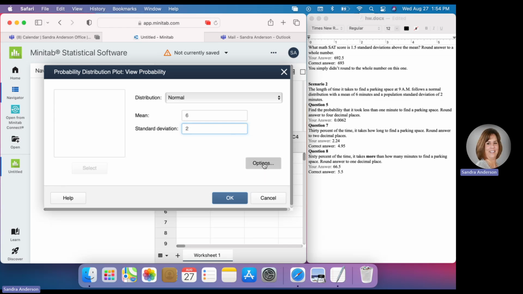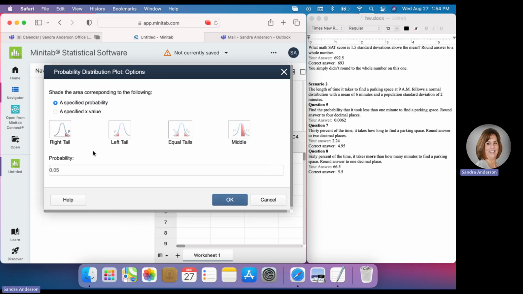Then you're going to click options, and depending on what our question asks, this is what we will either do. We'll either click on a specified probability, or if they give us a probability, which will be a decimal number, or if they give us a percentage, then we choose a specified probability. If they give us a specific value, then we're going to choose X value.